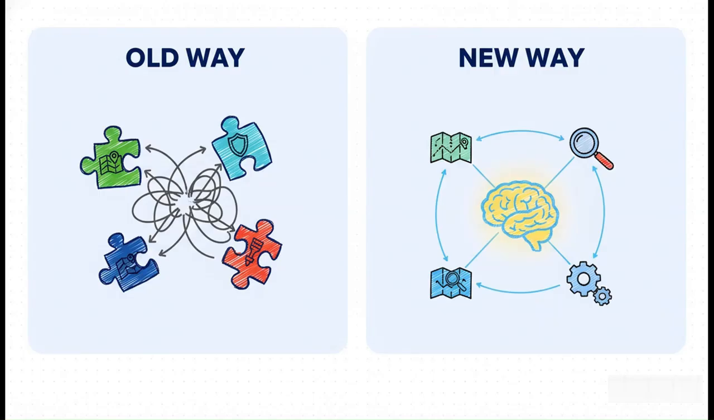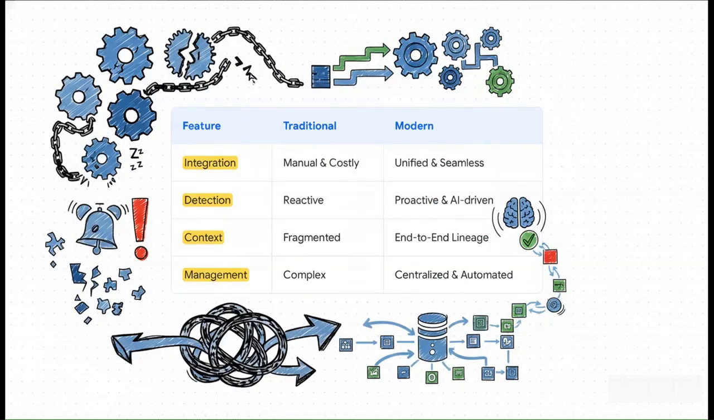Instead of reacting to problems after they happen, it's proactive, it's automated, and it gives you that one single pane of glass to see everything. Let's just break that down a bit more. With those old tools, integration was a painful, manual, and expensive process that was always breaking. Modern platforms? It's just seamless. With issue detection, you used to find out something was wrong because a stakeholder was yelling at you. Now, AI-driven platforms find issues before anyone even notices.